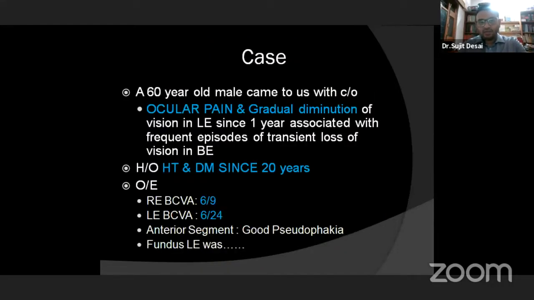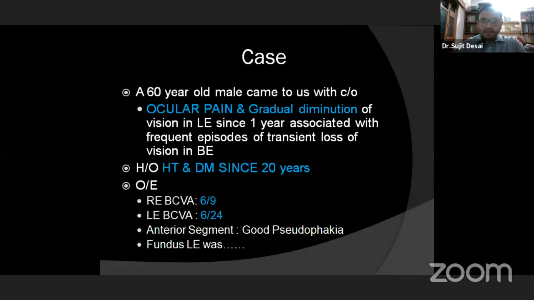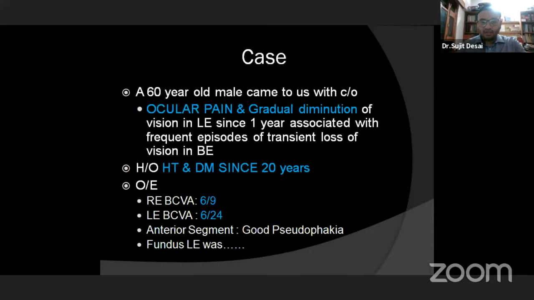I have a case of a 60-year-old male that came to us with ocular pain and gradual diminution of vision in the left eye since a year, associated with frequent episodes of transient loss of vision. He had a history of hypertension and diabetes since 20 years. On examination, right eye best corrected visual acuity was 6/9 and left was 6/24.